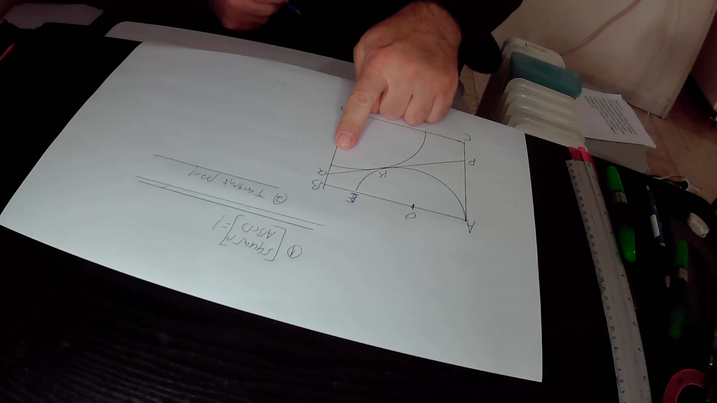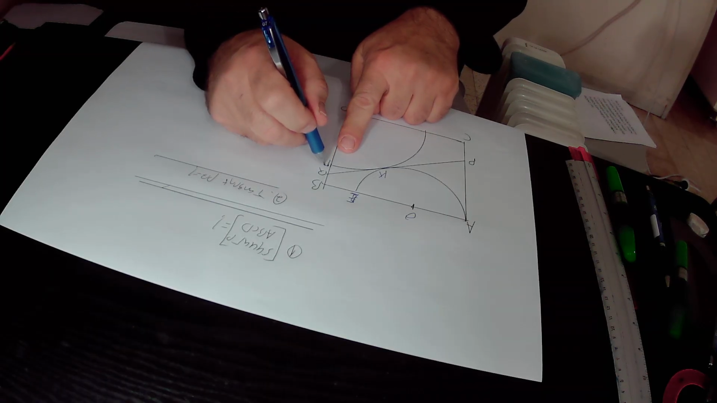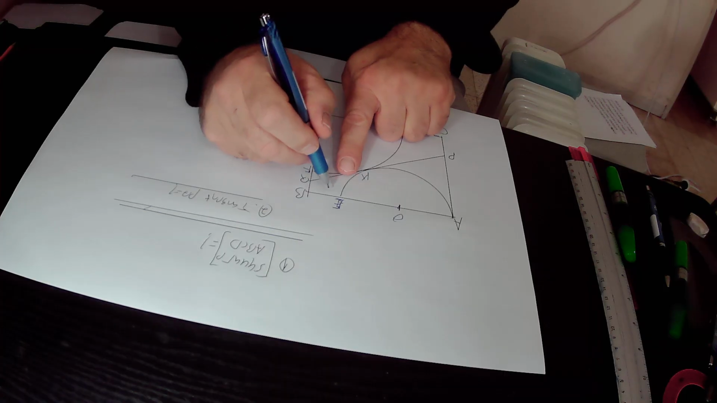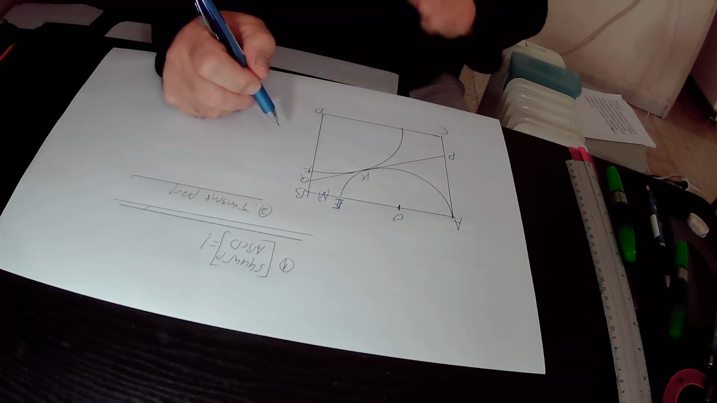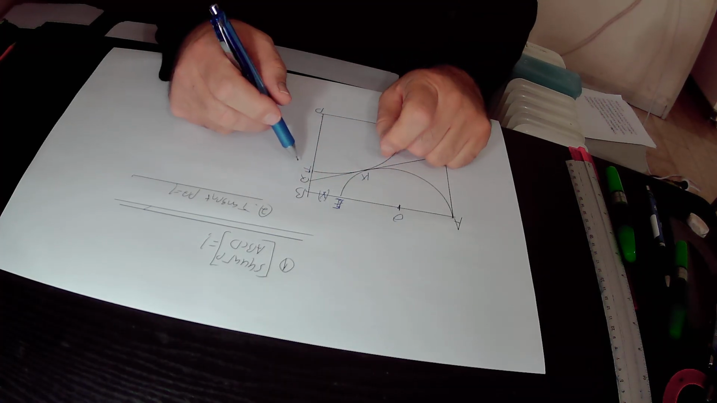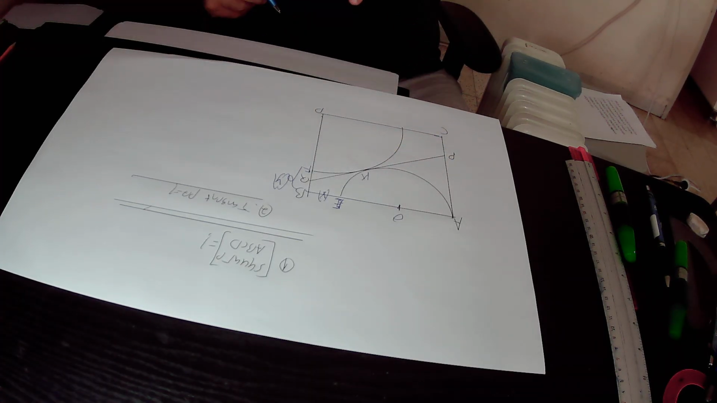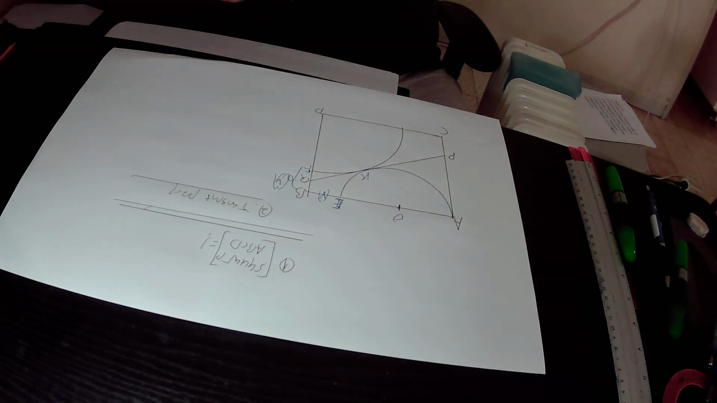We define this point as point F. We define the length of this short line segment EB as X. And we define the length of this short line segment FB as Y. What is the definition of line segment DF?